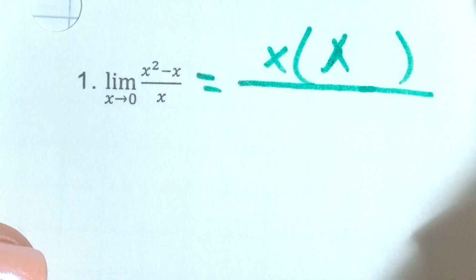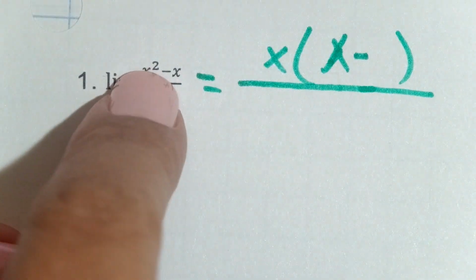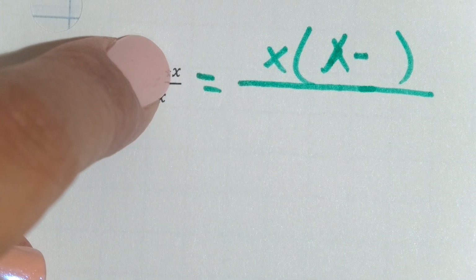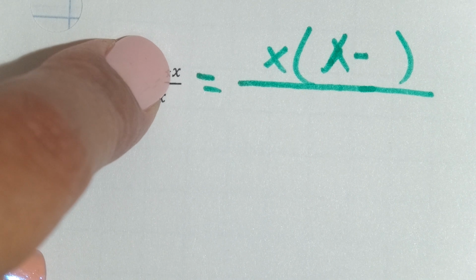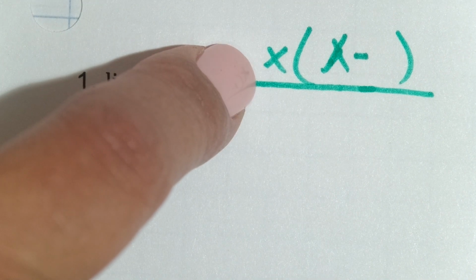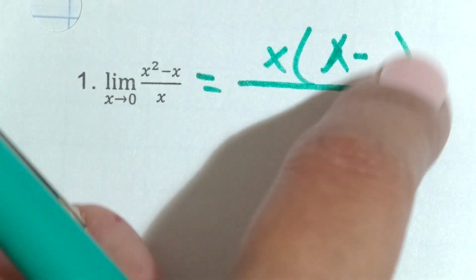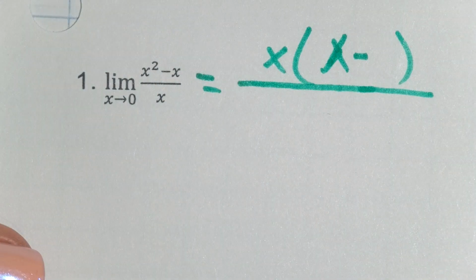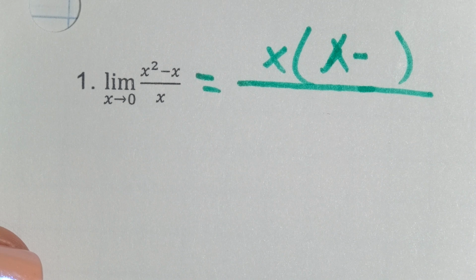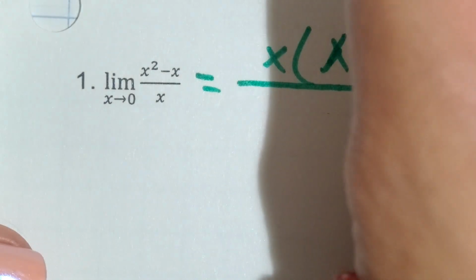Okay, next thing. Minus. How many x's do I have there? 1. How many do I have here? So do I need any more x's here? What would this become then? Ooh, not x. 1. It becomes 1.